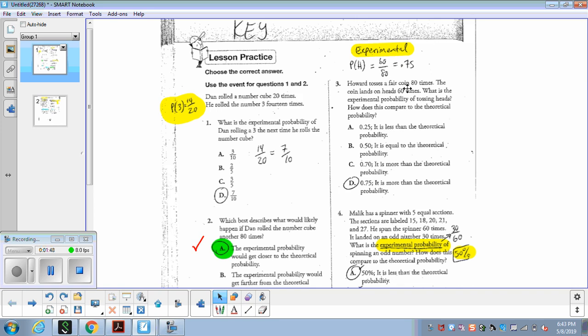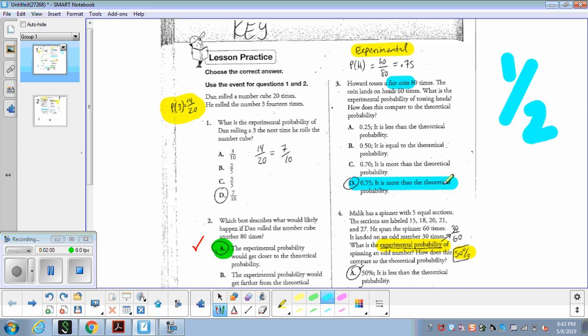Now y'all, when flipping a coin, there is a 1/2 chance that you're going to land on heads. There's a 50% chance. So the results of our experiment here at 75% are more than the 50% theoretical probability.